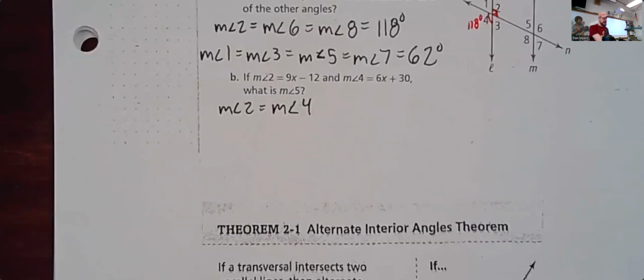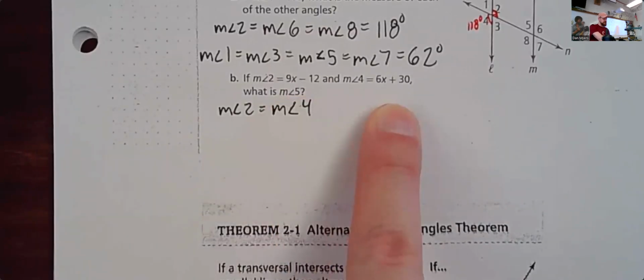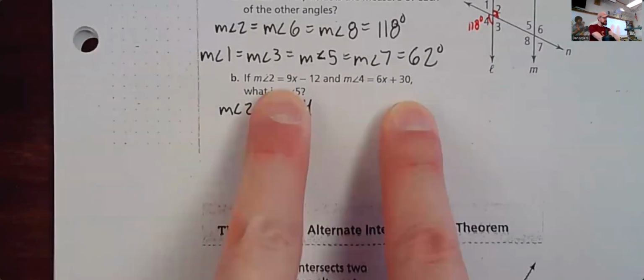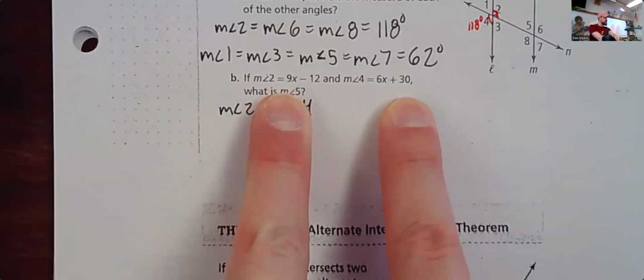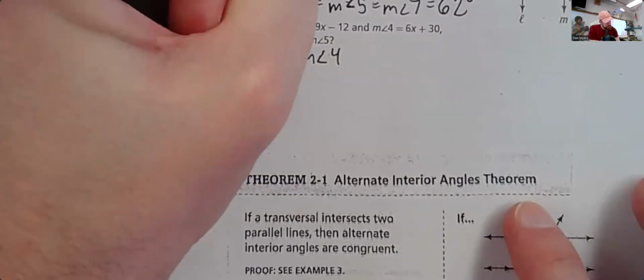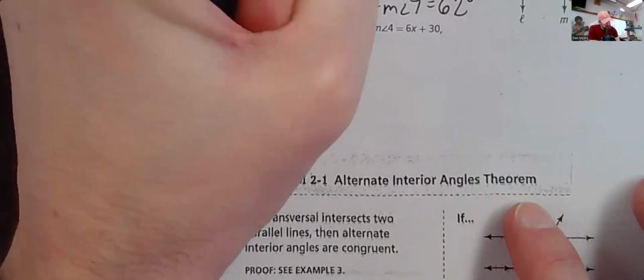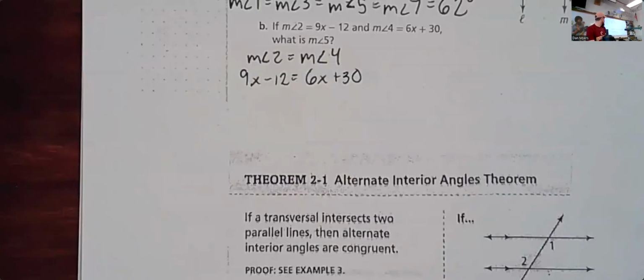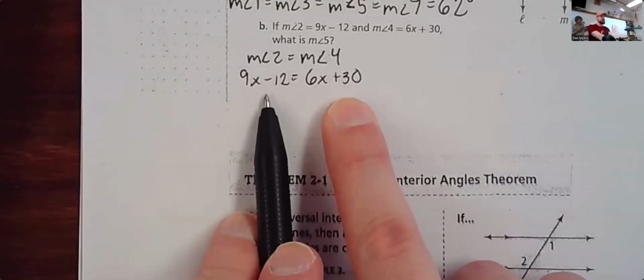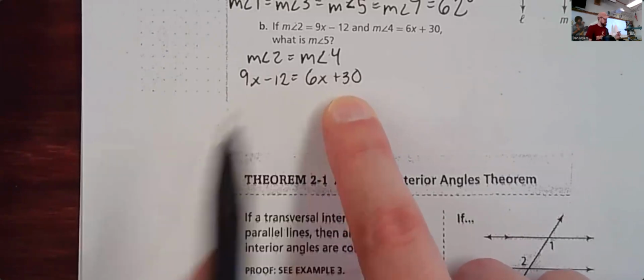So what we can do is take what they're each equal to and plug them in here. We're just going to set these two things equal to each other. It's going to be like a normal algebra equation. So we're going to say 9x minus 12 equals 6x plus 30. Because the measure of angle 2 is 9x minus 12, and the measure of angle 4 is 6x plus 30. So those have to be equal to each other. Let's solve for x. What do we do next?